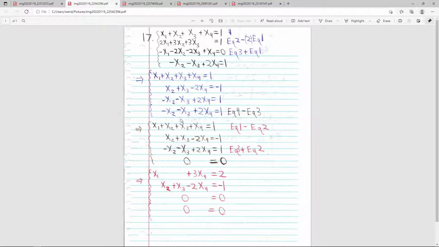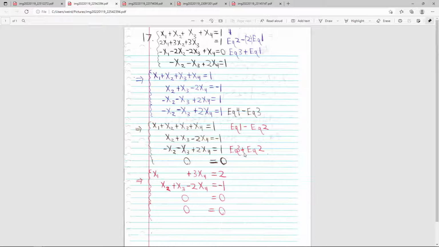But no, the next step after we've gotten this, saying in brown now, equation 4 minus equation 3, because this works very nicely. You get 0 equal to 0. But we can further simplify. So we have equation 1 minus equation 2, for instance, and that gives us x1 plus 3x4 equals 2. So that gets rid of x2 and x3 from equation 1.